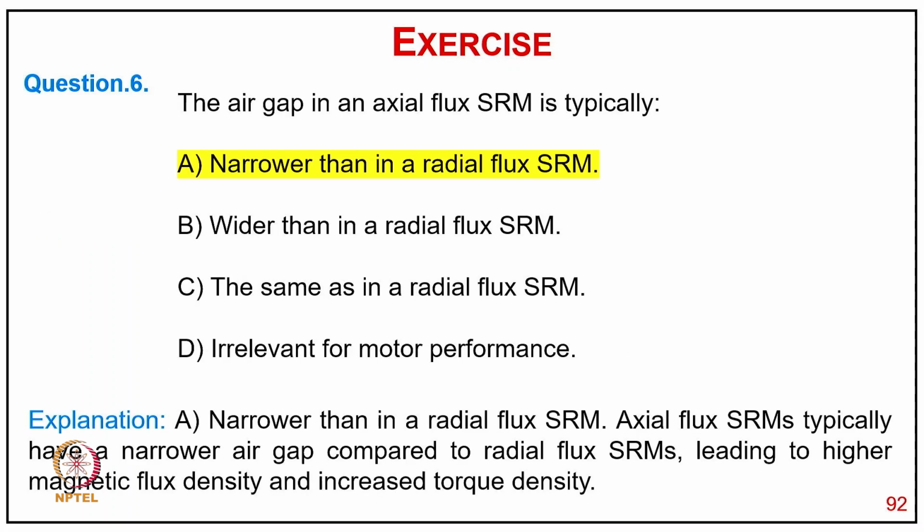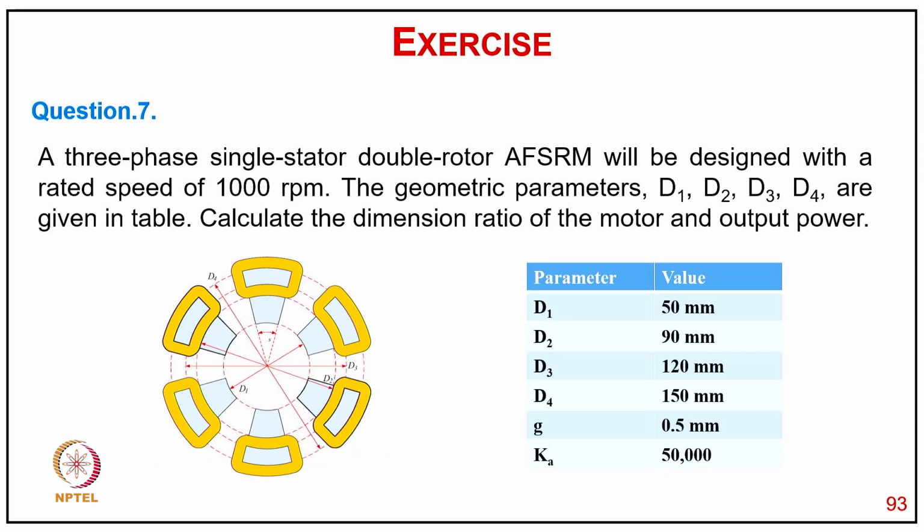And question 6: the air gap in the axial flux motor is typically narrower than in the radial flux machine. Explanation: axial flux SRMs typically have a narrow air gap compared to the radial flux, leading to higher magnetic flux density and increased torque density.